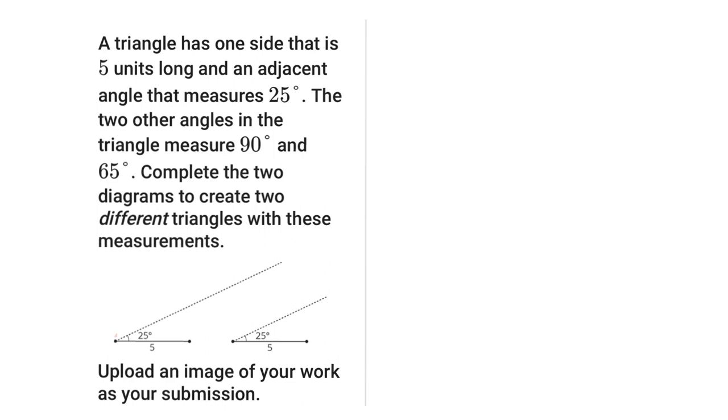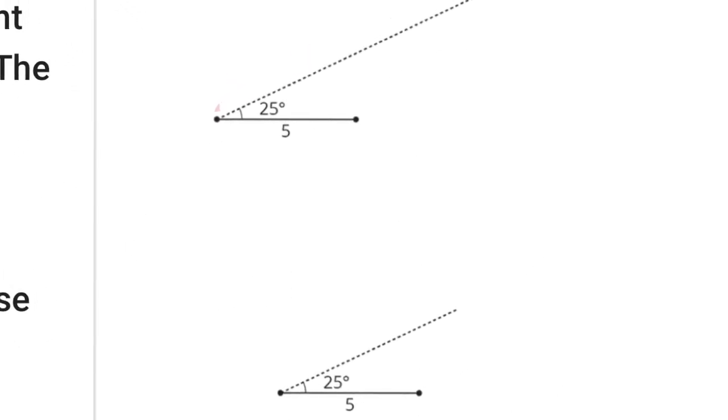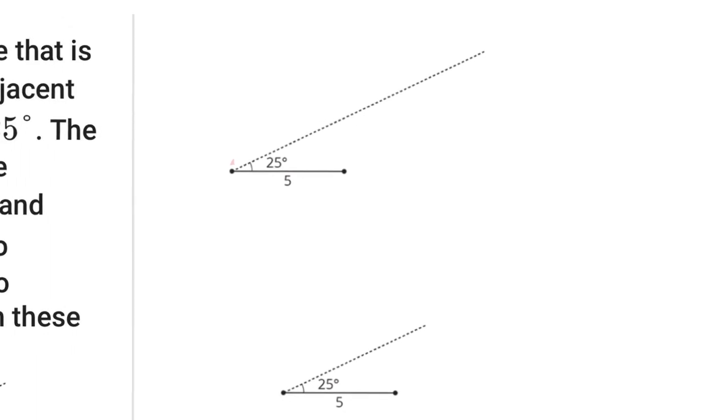So I'm going to cut these 2 out. So here is my one triangle, and here is my other triangle. And I'm going to create 2 different triangles for these. We do know a couple things. We know that the measures of the other 2 angles has to be 90 degrees and 65 degrees. So a 90-degree angle is a right angle, and that's very helpful in solving these problems.